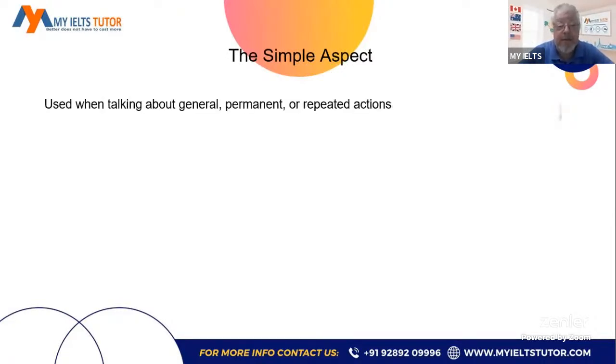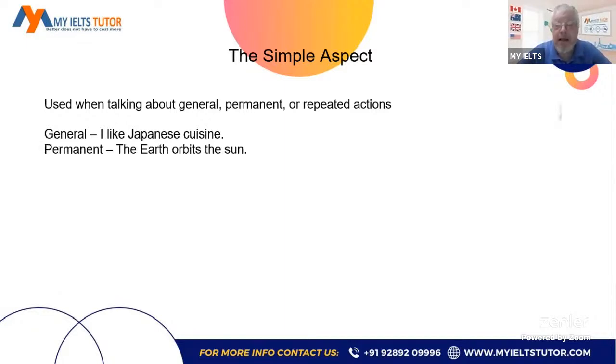Now, the simple aspect, this is used when we're talking about general, permanent, or repeated actions. So, for instance, general, I like Japanese cuisine. Or since I live here, I like Indian cuisine. I live here in India. Now, permanent, to describe action that's permanent. The Earth orbits the sun. We're going to use simple present, the simple aspect.